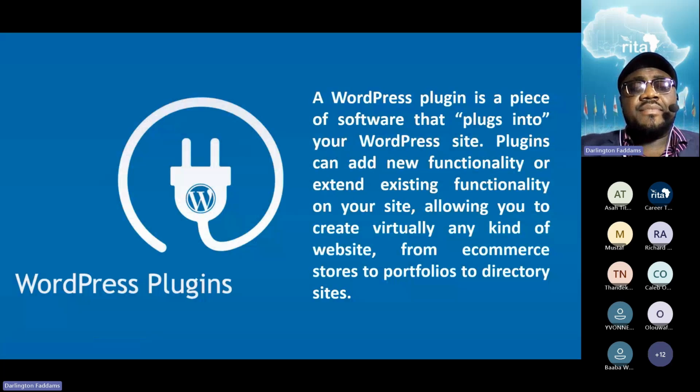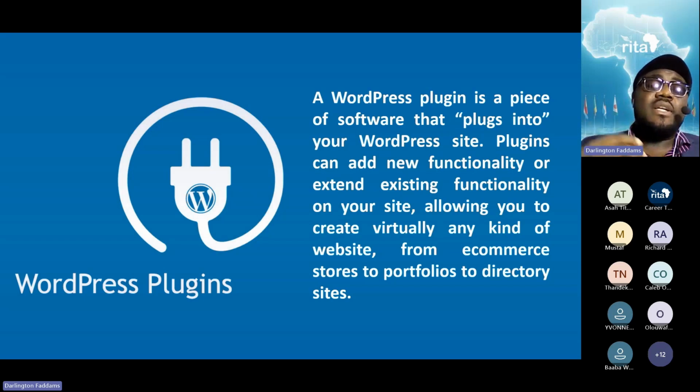So what is a plugin? A WordPress plugin is a piece of software that plugs into your WordPress site. Plugins can add new functionality or extend the existing functionality of your site, allowing you to create virtually any kind of website, from e-commerce stores to portfolio and directory sites. So plugins are third-party software that you embed, install, or add on to your website. Just like in Python, we can import libraries. In WordPress, you can install plugins and get any feature you want. There are plugins for almost anything that should be on a website.